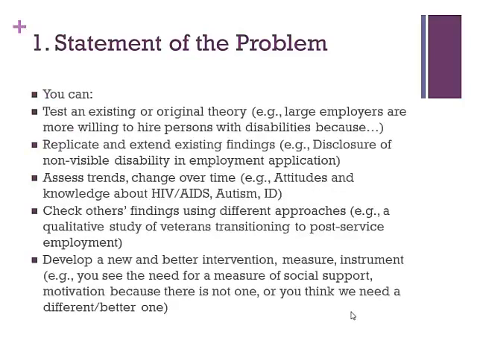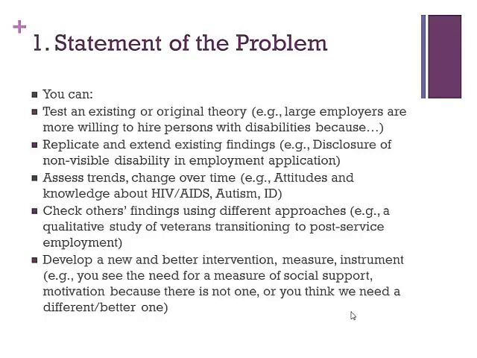So things you can do in terms of coming up with a research study. You can test an existing theory or an original theory. You can come up with your own theory and test that. For example, we know that large employers are more willing to hire persons with disabilities, but there's a lot of reasons why that might be the case. You can come up with a theory about why that is true, and you could test your theory.